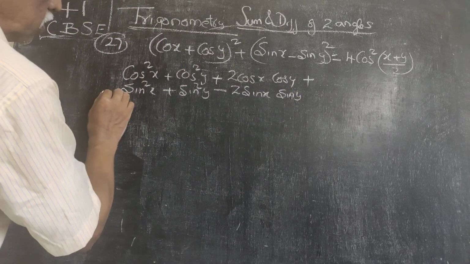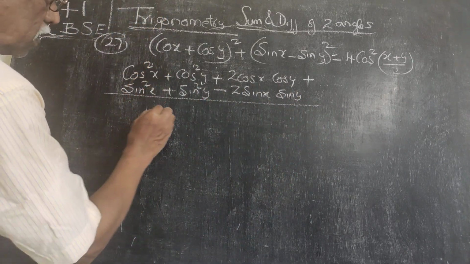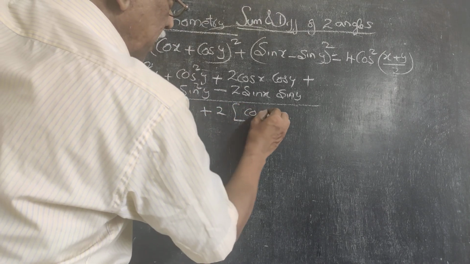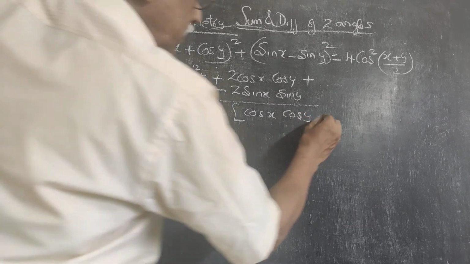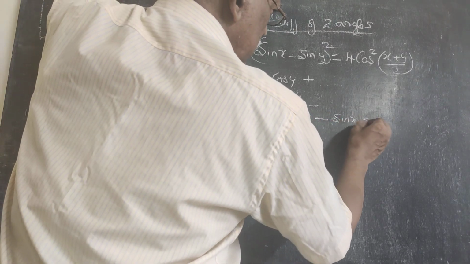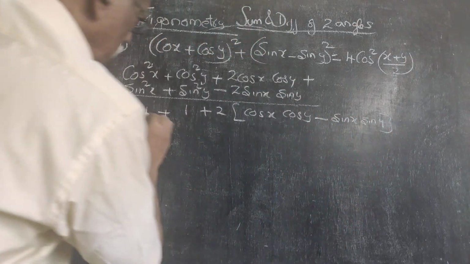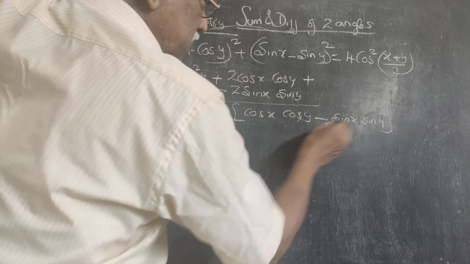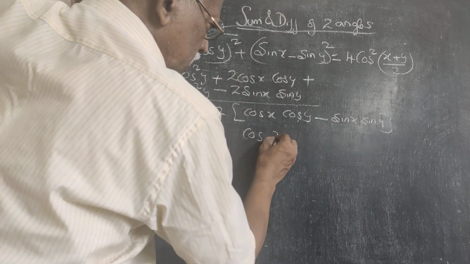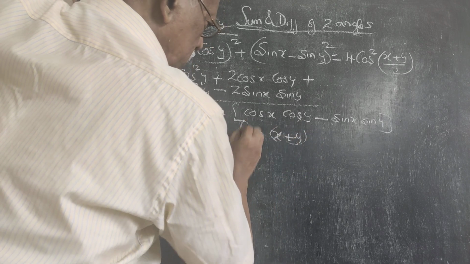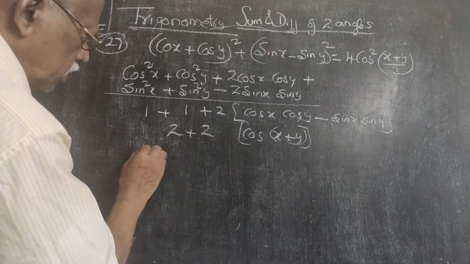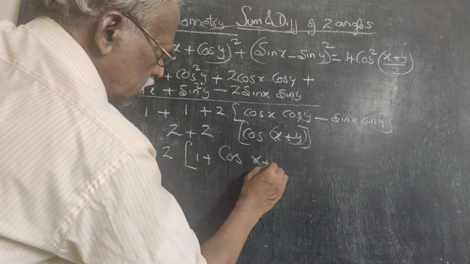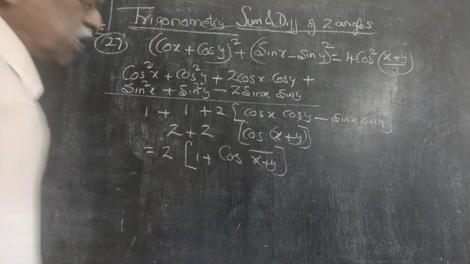We have to add these two. On adding, this becomes 1, this is also 1. Taking 2 common, you have cos x cos y minus sin x sin y. 1 plus 1 is 2, and this is 2 times (cos a cos b minus sin a sin b), that is cos (x plus y). Take 2 outside, you have 1 plus cos (x plus y). You consider this as theta.